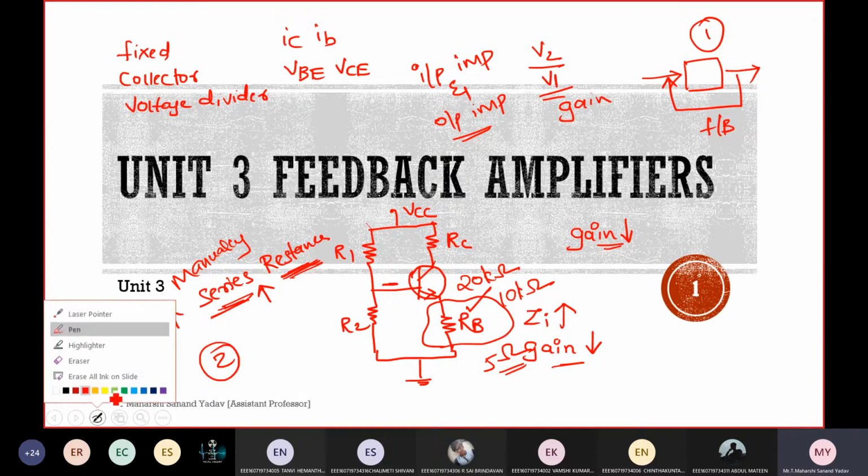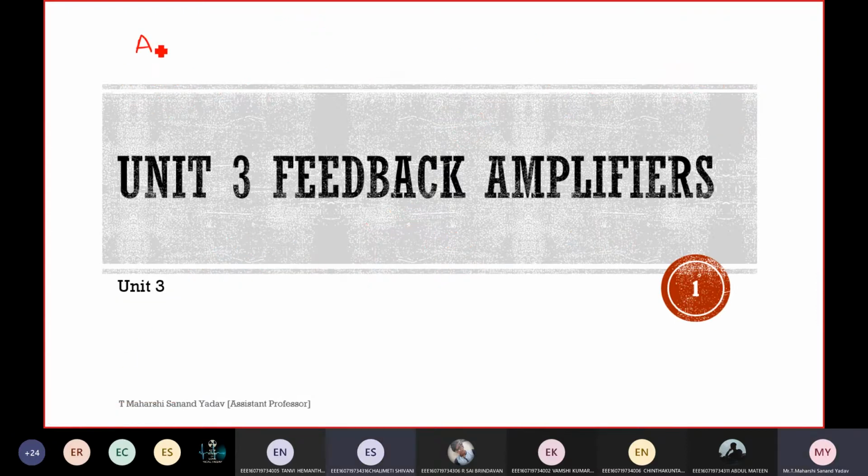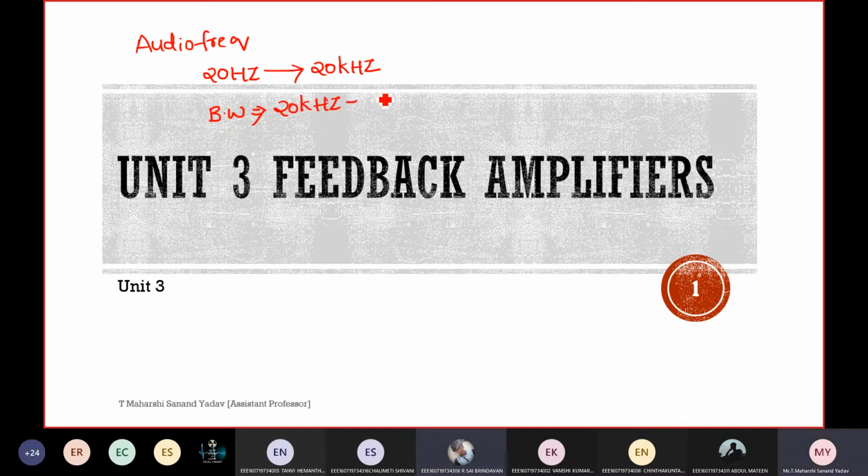What is audio frequency range? Audio frequency, 20 hertz to 20 kilohertz. Correct. Suppose I want to know the bandwidth in this case, then 20 kilohertz minus 20 hertz. If you calculate this, you'll get the bandwidth. Here, this is nothing but FH, and this is FL, the higher cutoff frequency and lower cutoff frequency. This is a viva question generally.